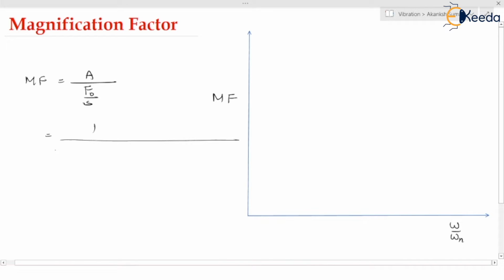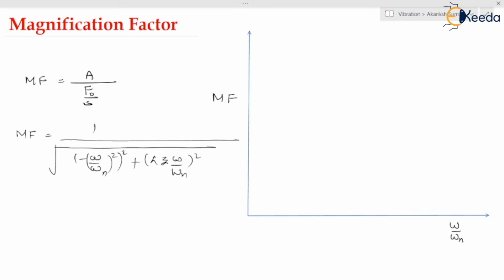1 upon under root of [1 minus (omega by omega n) whole square] whole square plus [2 zeta omega by omega n] whole square. This is what the magnification factor we get when you put the value of amplitude here, and we know the amplitude value from the last topic. So I'm just putting it here and you will get the magnification factor.